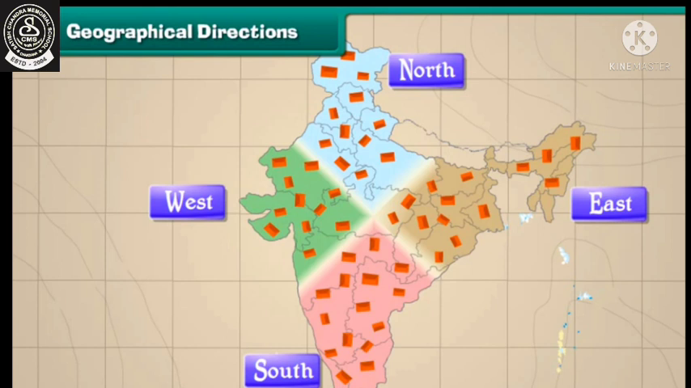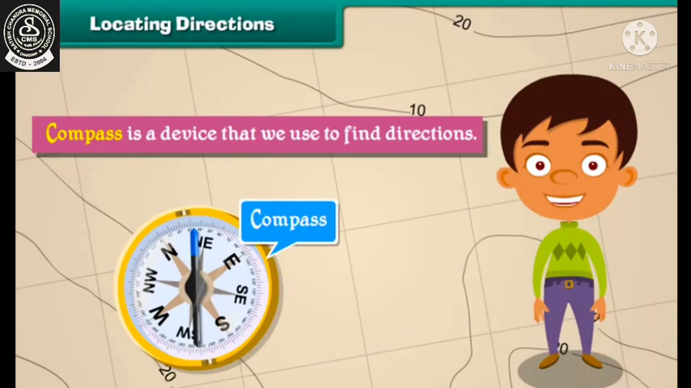The greenish part is the west part. And the pinkish part is the south part of our country. So we have also divided our country according to the 4 main directions. So students, you have read about directions. Now tell me, how can you find out the correct direction, or how can you locate the direction correctly?